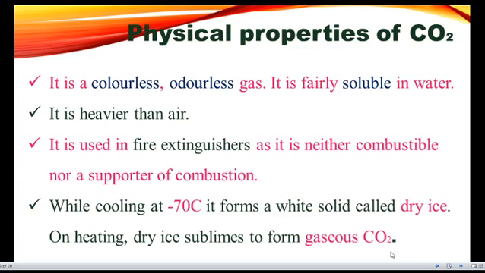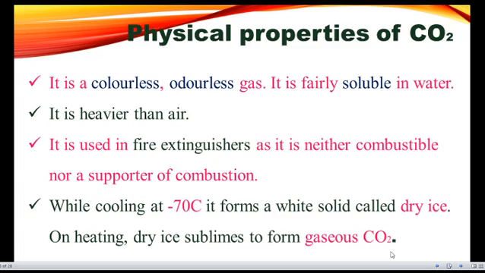Okay, so now let us discuss the properties of carbon dioxide. First, we'll learn physical properties of carbon dioxide. So already we know that it is a colorless gas, odorless gas. Odorless means they don't have a smell. And it is fairly soluble in water. That means they are soluble in water. And carbon dioxide gas is heavier than air.